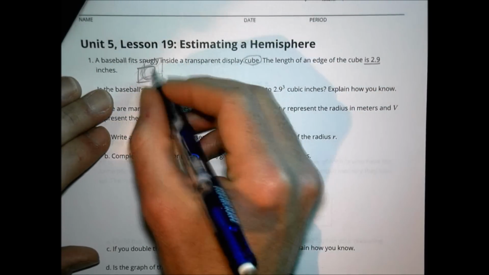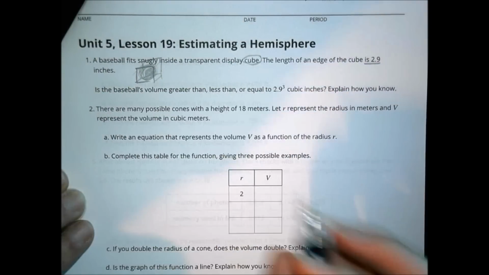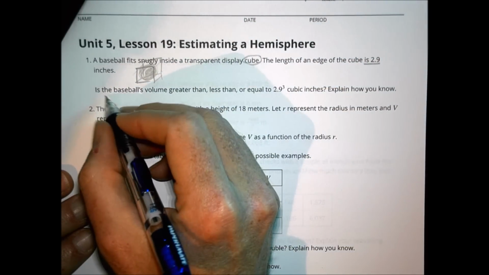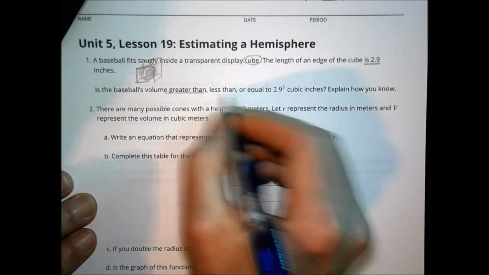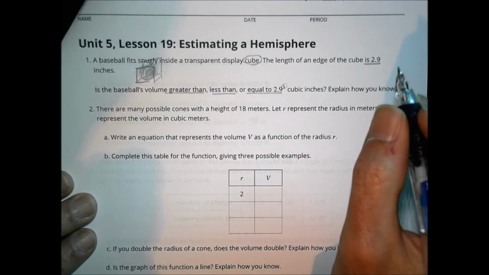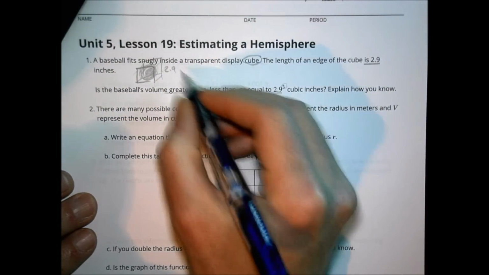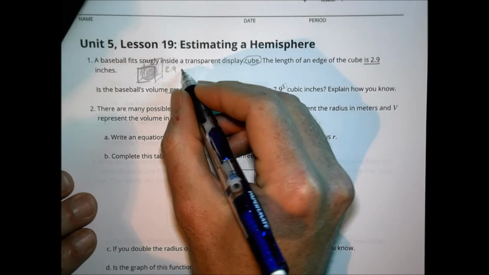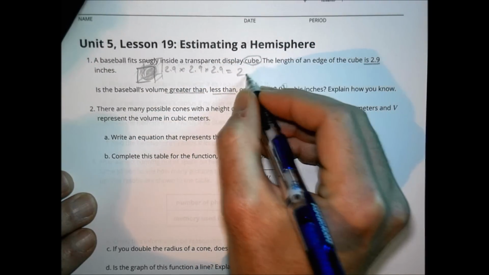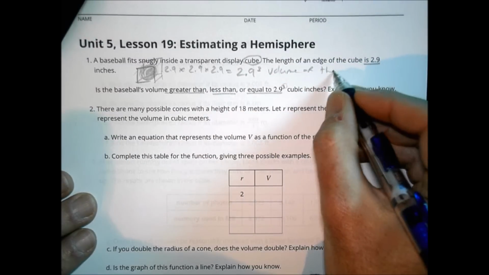Now the baseball is going to be inside of it, so it takes up some space there, but it fits in there just snugly, meaning there's not a lot of extra space. So the question says, is the baseball's volume greater than, less than, or equal to 2.9 cubic yards? How do we know? Well, the length of each edge is 2.9. So to find the volume of the cube, I would do 2.9 times 2.9 times 2.9, which is the same as 2.9 cubed. That's the volume of the cube.